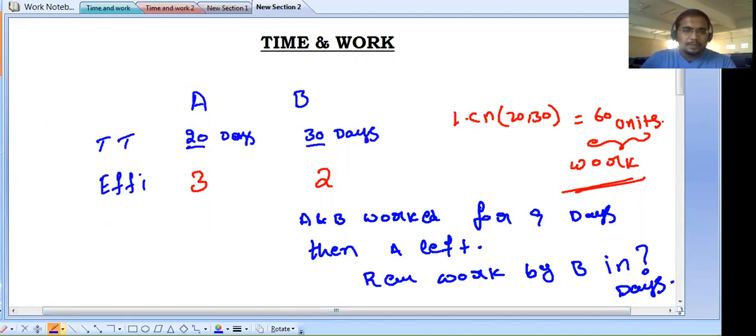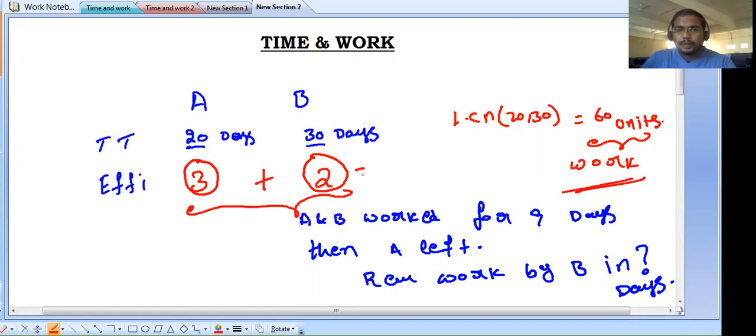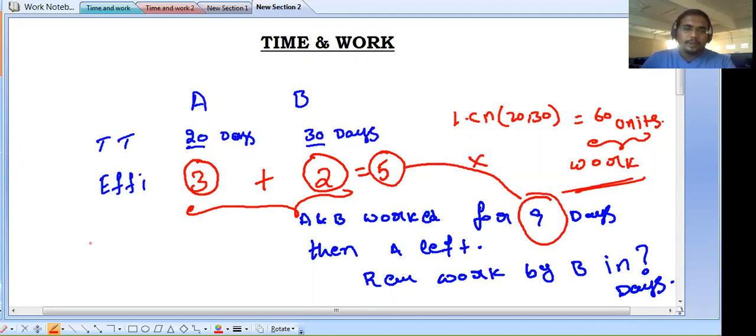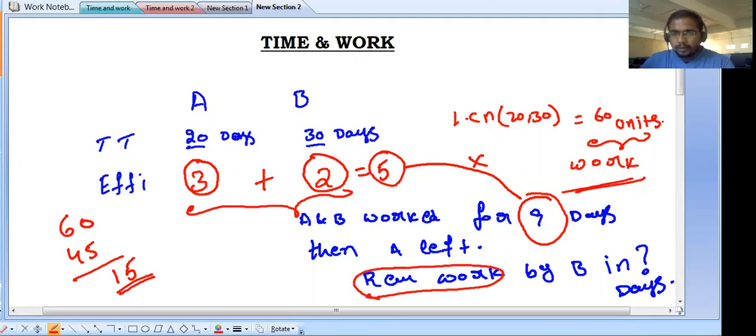Because of this efficiency method. Efficiency means every day A will complete 3 units. B will complete how many units? 2 units. That means together they will complete 3 plus 2, 5 units. But they worked for how many days? 9. That is 5 into 9, 45 units completed. Out of 60, 45 units are completed. Remaining how many units are there? 15.